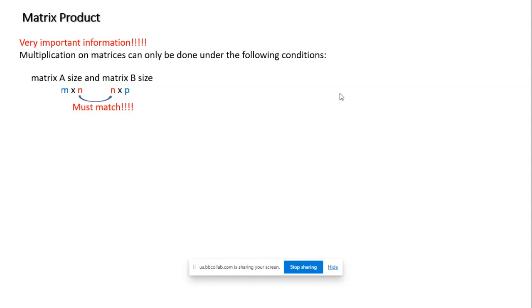Now, another piece of information is that the size of the product of the matrices is given by the number of rows of the first matrix with the columns of the second matrix. That's the solution matrix, or that's our answer. That's the size of our matrix when we do the multiplication.